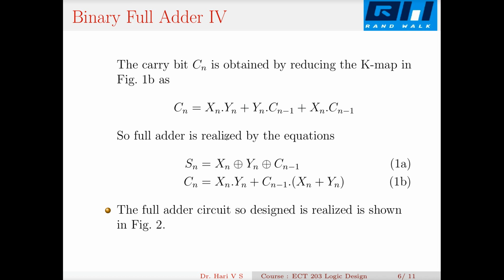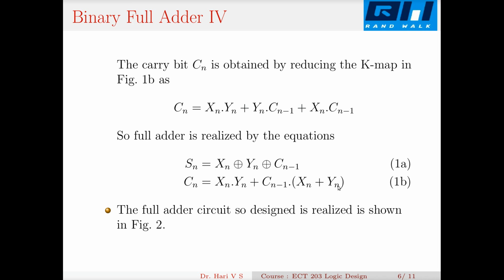To summarize, we can summarize the full adder with this set of equations. The inputs are xn, yn, Cn minus 1. The output Sn is xn XOR yn XOR Cn minus 1. And the carry output is xn and yn, or Cn minus 1 xn, or Cn minus 1 yn.